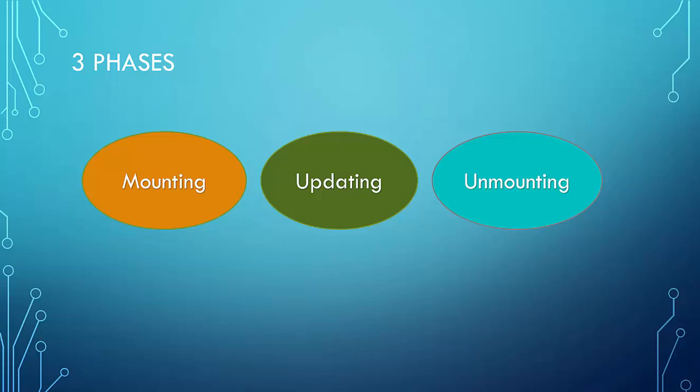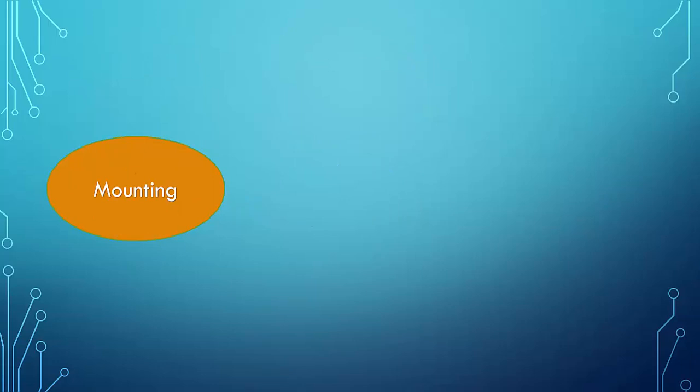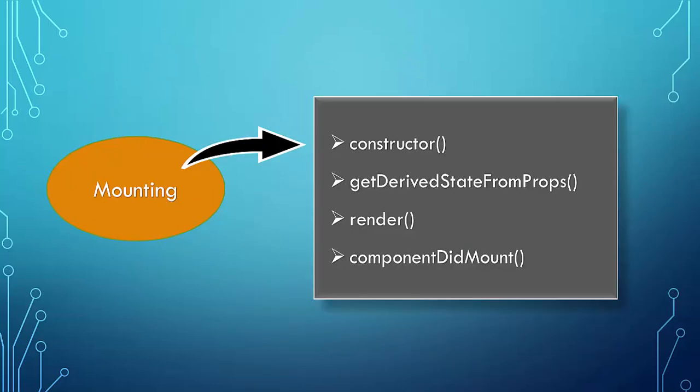Each of these phases comprises inbuilt functions. For example, in the mounting phase, we have four different functions. First is the constructor, then getDerivedStateFromProps, then comes the render, and then componentDidMount. We are going to go deep into each and every function listed here with an example so that it will be easy to understand, and we will never forget when we learn with an example. So let's go back to the demo.